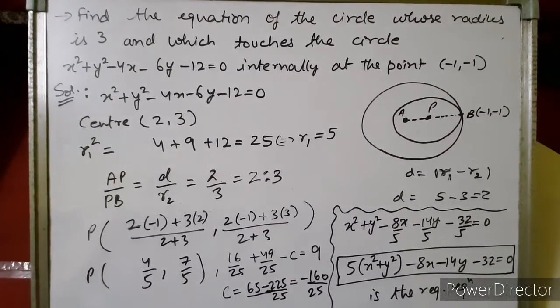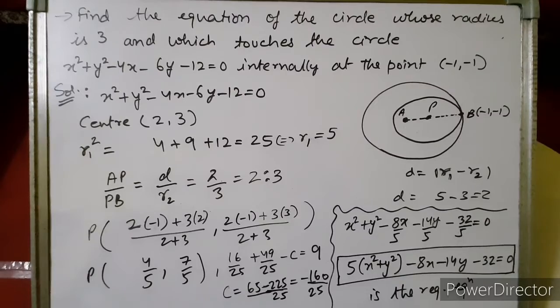Now here it is given: find the equation of the circle whose radius is 3 and which touches the circle x square plus y square minus 4x minus 6y minus 12 equals 0 internally at the point minus 1 comma minus 1. Something like this. This smaller circle is touching the bigger circle internally at a point B whose coordinate is given as minus 1 comma minus 1.